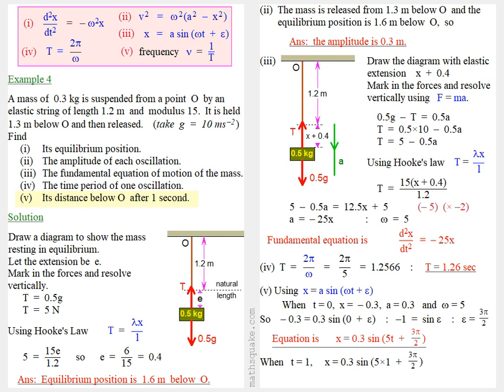Now when t is equal to 1, x is equal to 0.3 sine(5 times 1 plus 3 pi over 2), which is equal to minus 0.08509. So if we take that away from 1.6, we get the distance below O is equal to 1.515 meters.